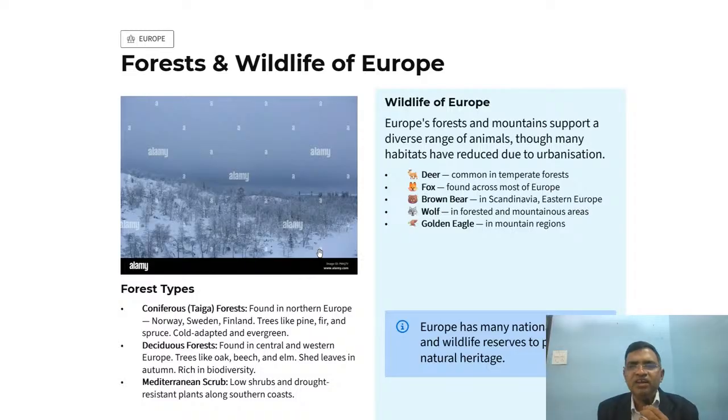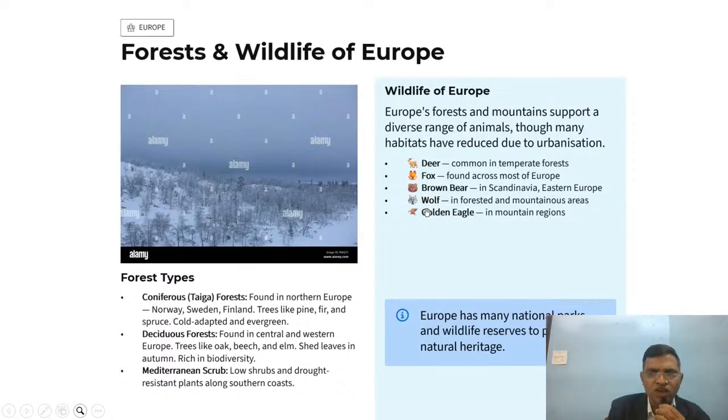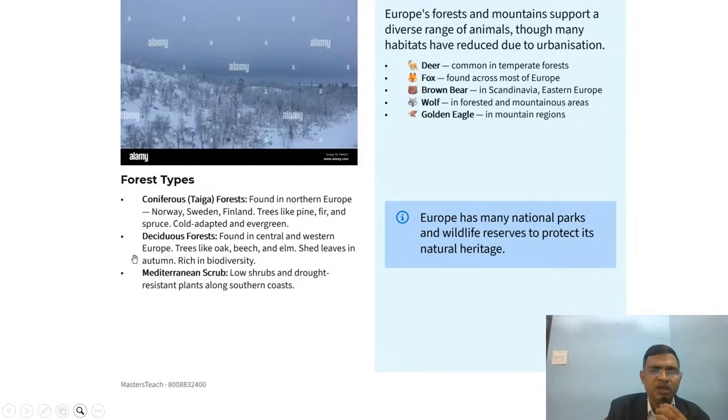Basically, the deer is common in temperate forests. The fox can be found across Europe. Then the brown bear in Scandinavia and Eastern Europe, the wolf in forest and mountain areas, and the golden eagle in mountain regions. These are the wildlife in Europe. Then forest types.